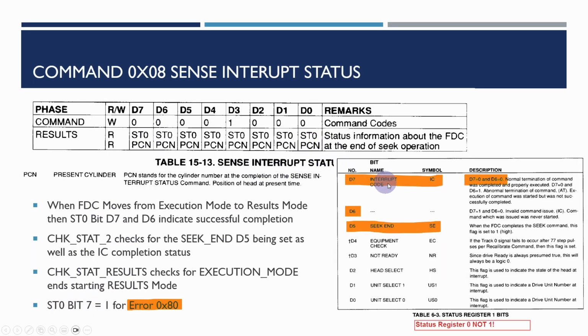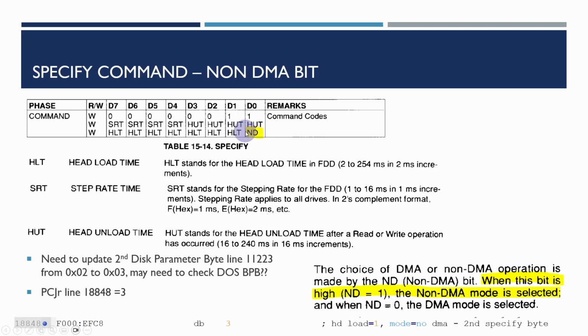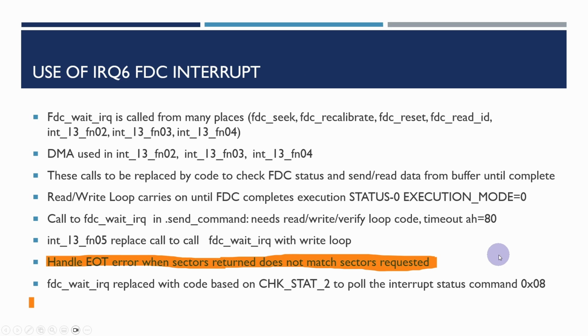So we needed to be aware of bits D7 and D6, and also the seek end, but also that under error situations, bit 7 will also be set when there's an incorrect command. This other bit that we need to worry about, the no DMA bit, we need to make sure we set that correctly in all the code. I won't cover all the IRQ6 stuff here, but handling the error when sectors returned does not match the sectors requested is all to do with how you determine when the floppy disk controller has actually returned enough data and we can tell it to stop.